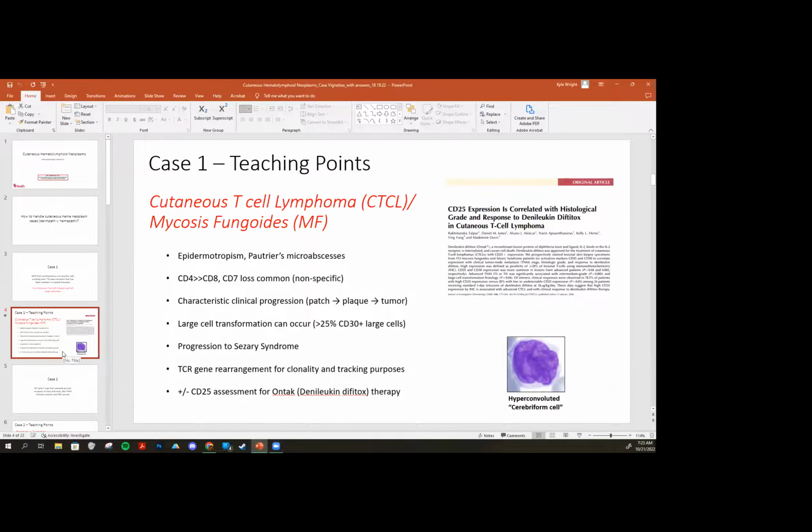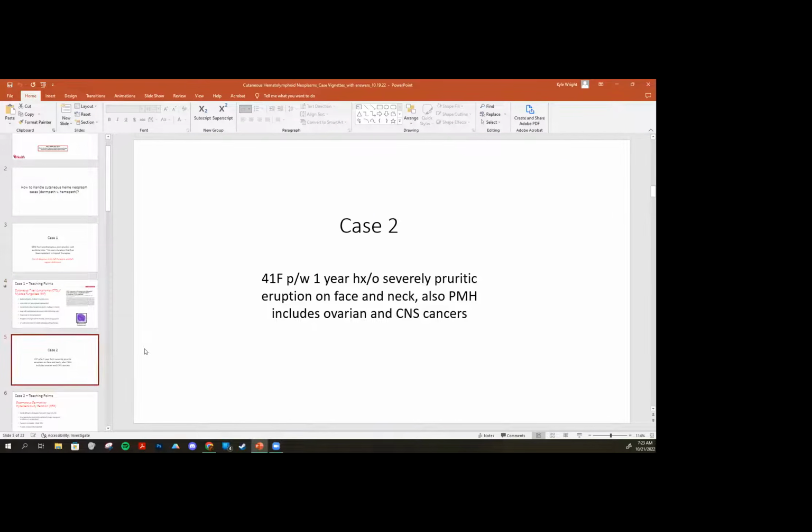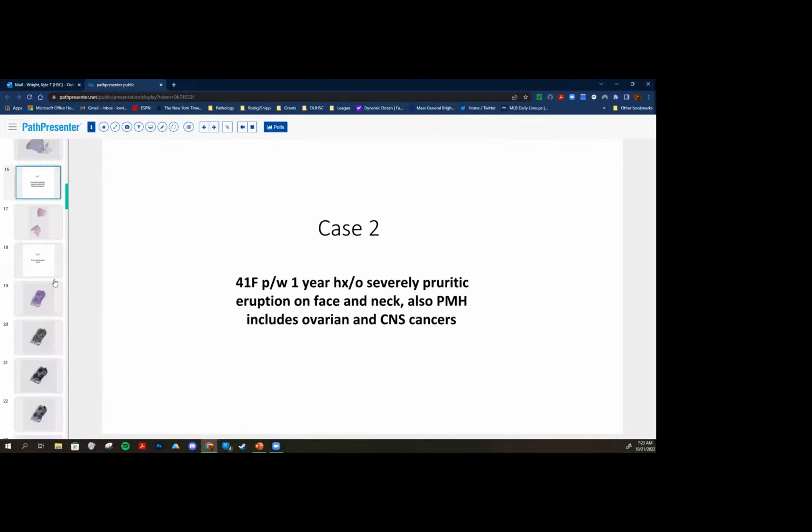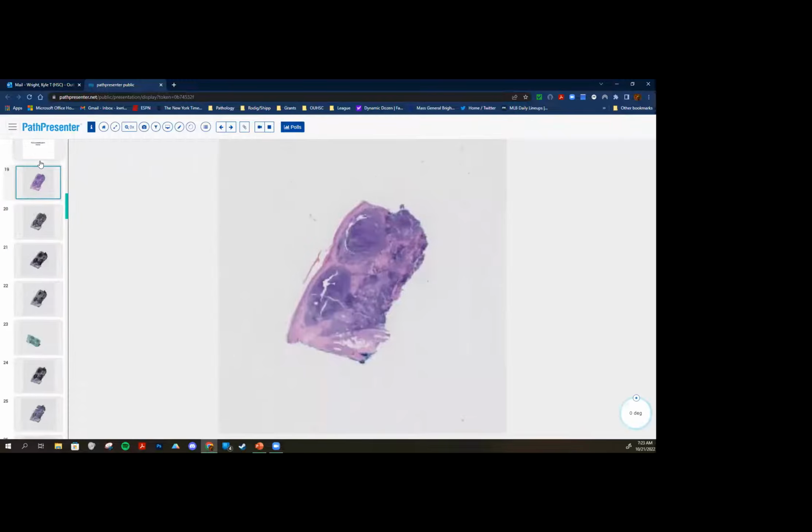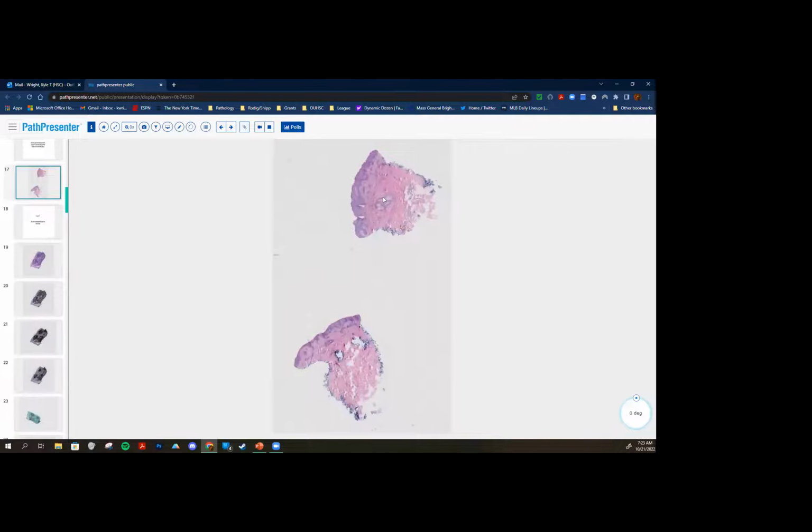Okay. Fairly straightforward case. We'll move on to the next case as a point of contrast. This is a 41-year-old female. She's presenting with a 1-year history, so a little bit shorter history, of a severely pruritic eruption on her face and neck. Oftentimes this lesion can be even much more acute than this, certainly less than a year. She also has a past medical history including ovarian and CNS cancers. We'll take a look at the biopsy here.